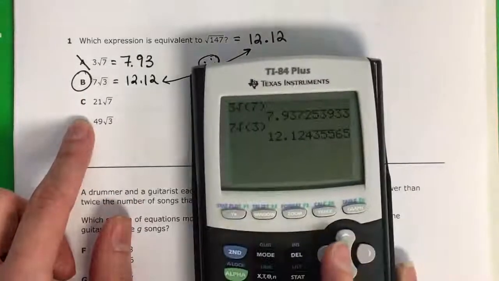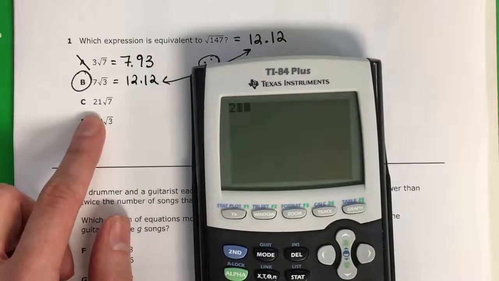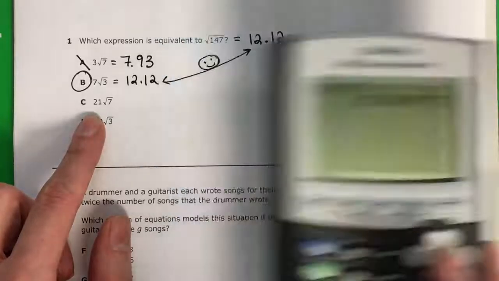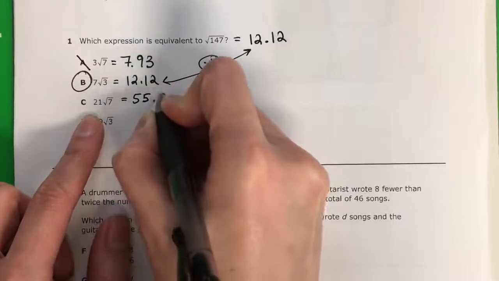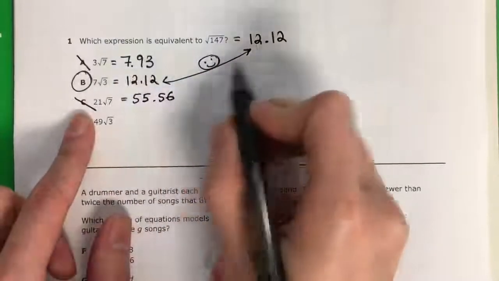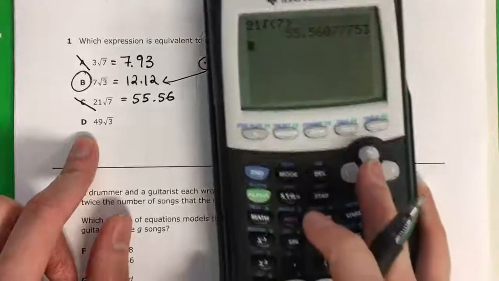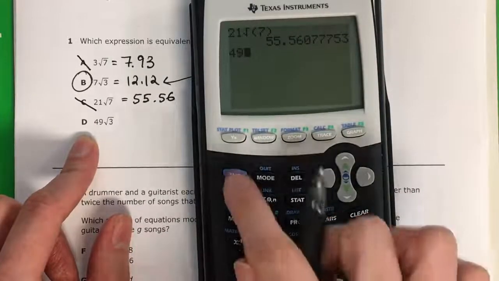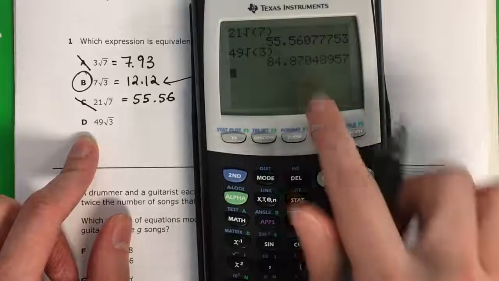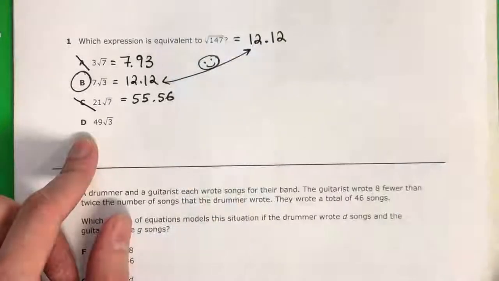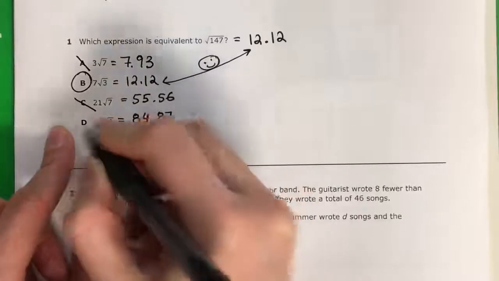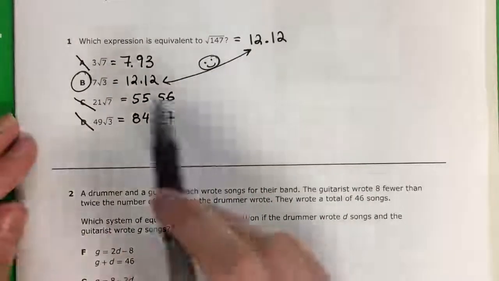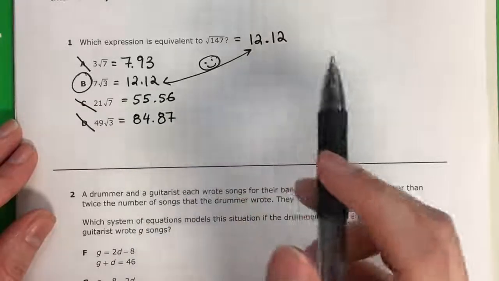Let's try C just to see how that works out. So 21 square root of 7. That's 55.56. Okay, that's not the same. Let's try the last one, D. 49 square root of 3, 84.87. And that's not the same. So my answer is B because they are the same.